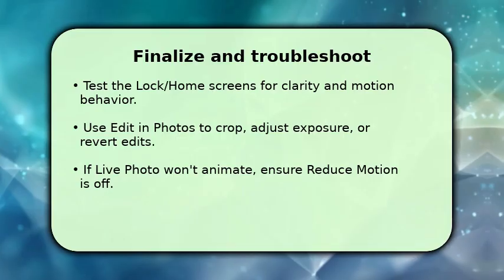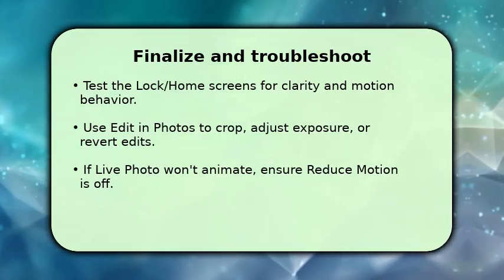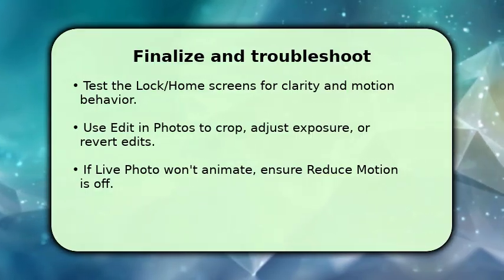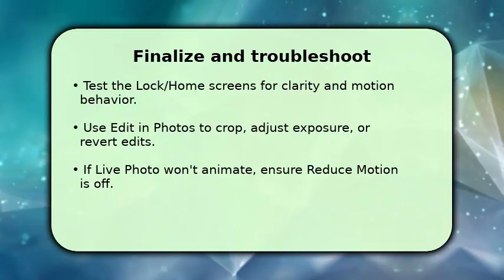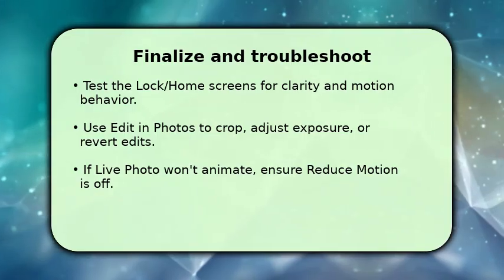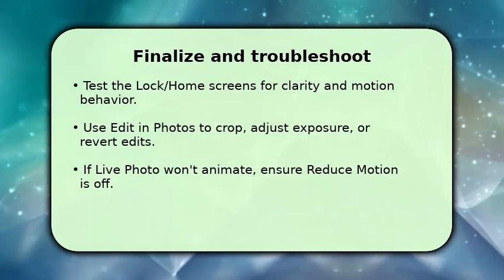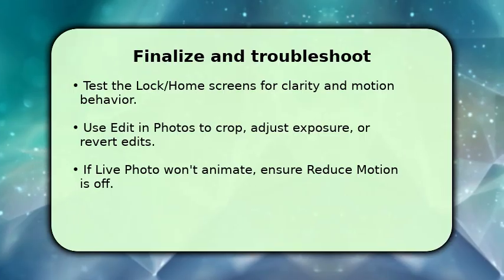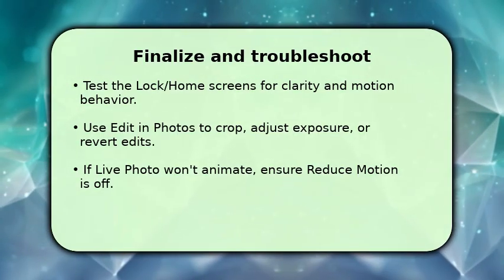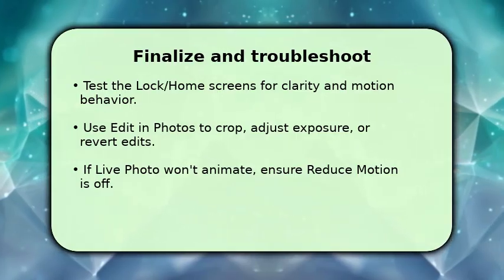If the crop or exposure is off, open the image in Photos, tap Edit, adjust crop or lighting, and then reapply the wallpaper to update the result. If a live photo won't animate on the lock screen, make sure Reduce Motion is disabled in Accessibility. Otherwise, live effects and perspective motion may be suppressed. Finally, revert or try a different image when legibility or battery concerns persist.